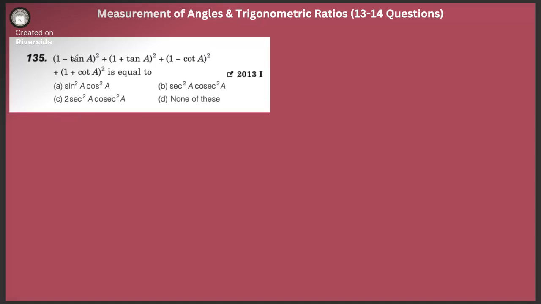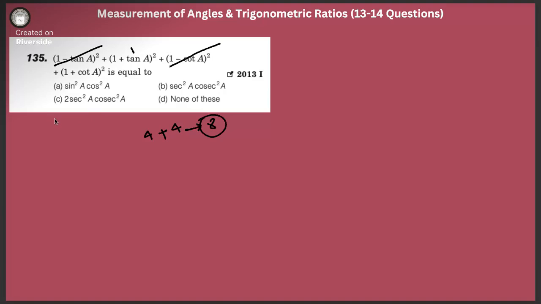Tan, yes, means 45. This will be 45. This means 1. This one's gone. This one will also go. What we are left over here is 1 plus tan A. 1 plus 1, 2 square is 4. And over here also 2 square is 4. That means we need to get 8. How can we get 8?